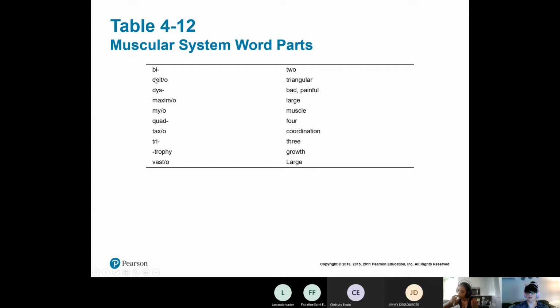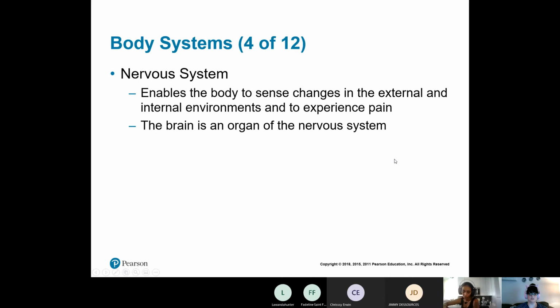Delt, like your deltoid, this means triangular in shape. Tri, 3, triceps, right? Vast, large. So there's lots of different terms that go with each. And we're going to be talking about that, like I said, as we go through the systems.